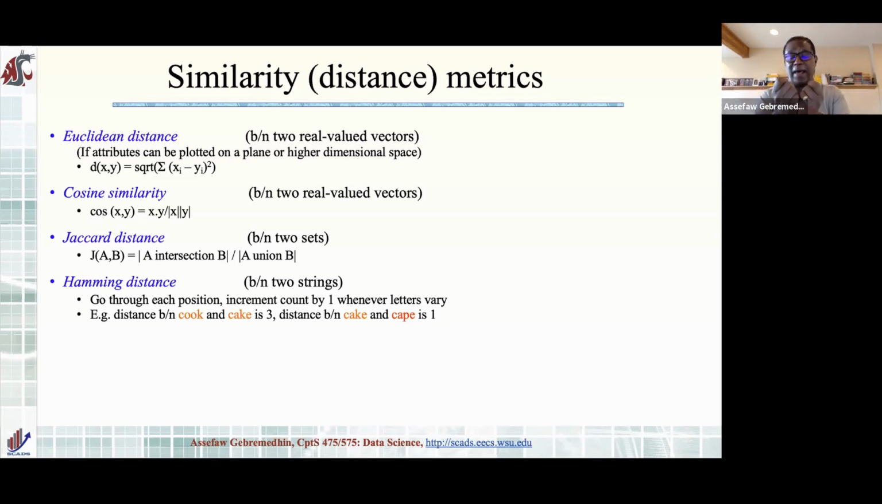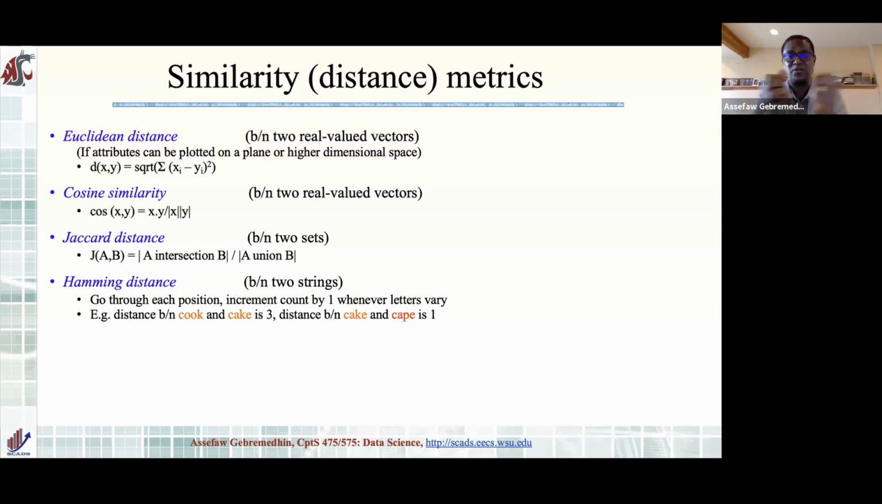So this would apply when you have things that you would compare, but they are strings. They're not real values, they're not sets, but they are strings. Like bioinformatics sequences, or natural language processing, one text and another, one word and another word. So you want to compare two things. They are strings. And so what will be a measure of a distance between them?